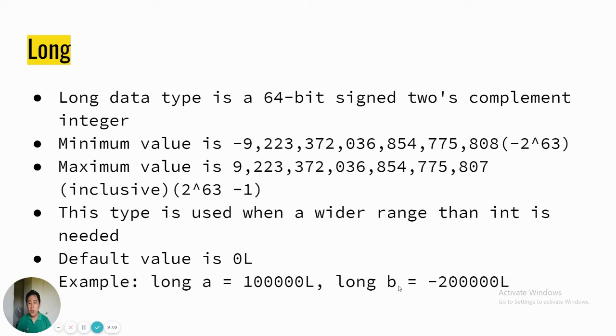Next is long. Long, guys, is a data type that is a 64-bit 2's complement integer. So it's bigger than int. If you are going to use a number larger than 2 billion, then you can use long. You can see here the minimum and maximum value. I don't know how many that is, but this is a big number. The default value is 0L, where L means long. Here is an example when you declare a long variable: long a equals 100,000L. The L will tell the program that the variable is long. That's the long data type.